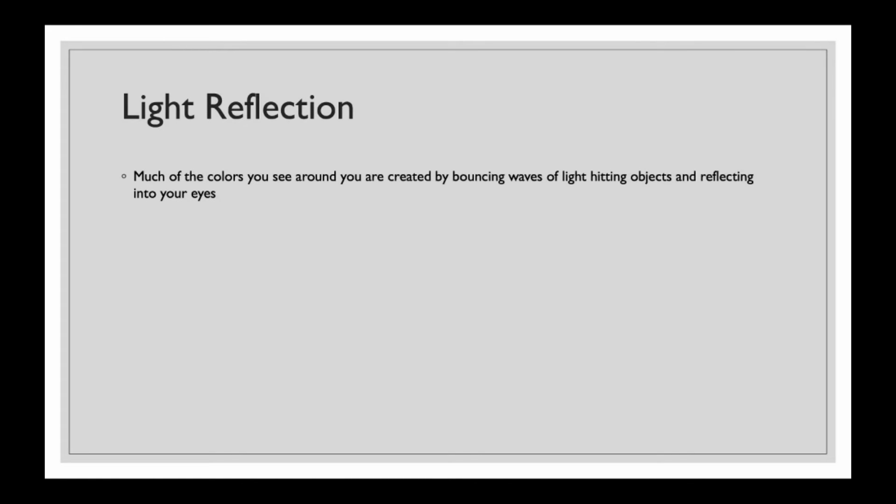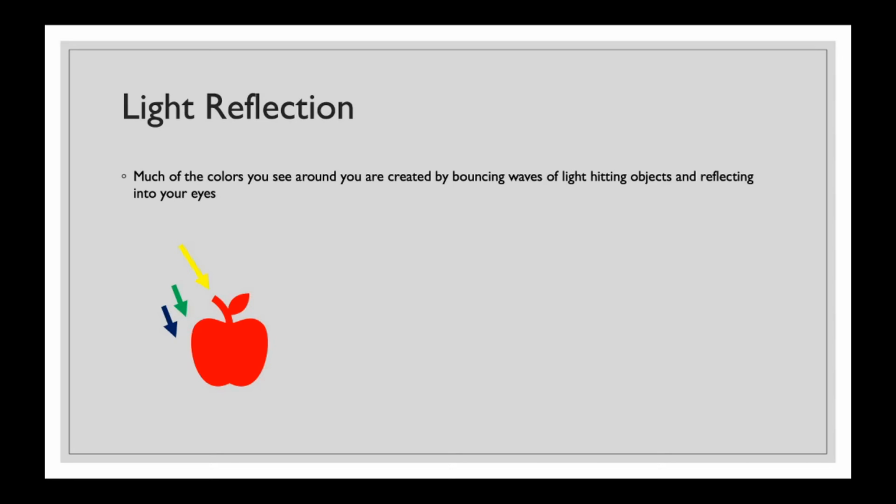Light reflection. Much of the colors you see around you are created by waves of light bouncing off objects and then reflecting into your eyes. So, for example, if you have an apple that's red, you'll have white light or any light that's just bouncing off of it. And white light is actually a bunch of colors, all the colors mixed into one, and that's what white light is.